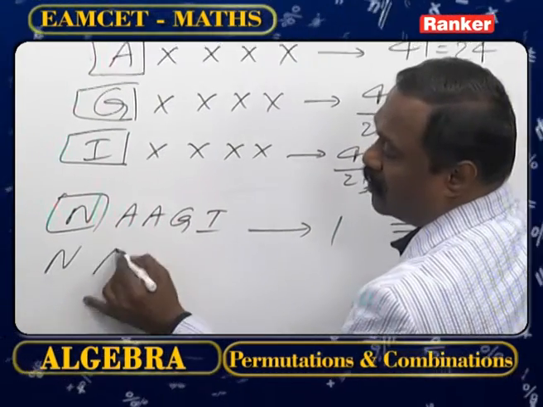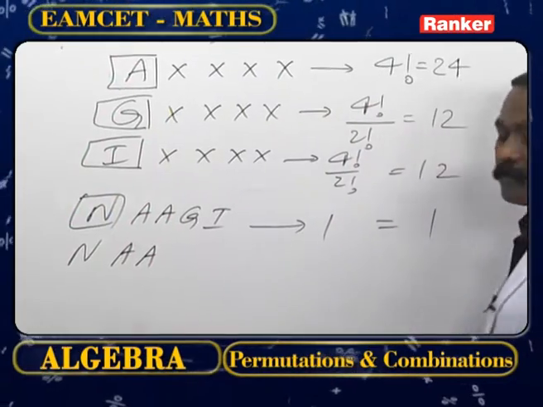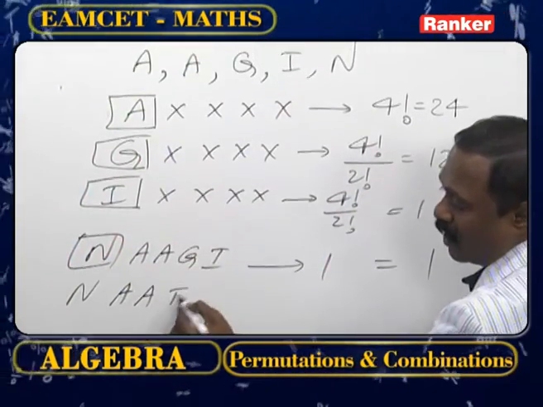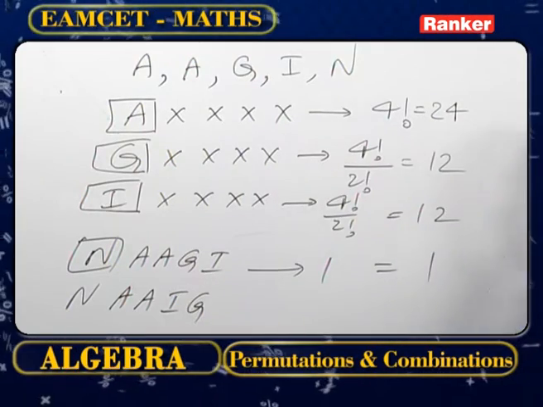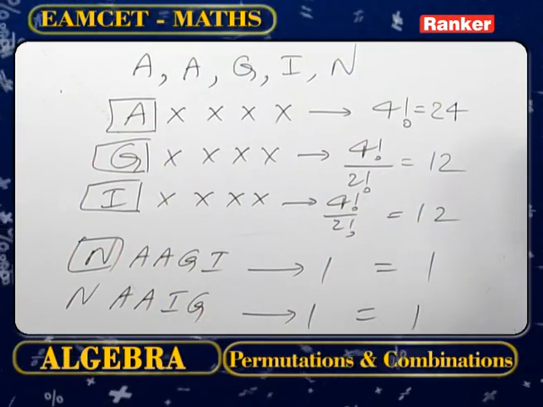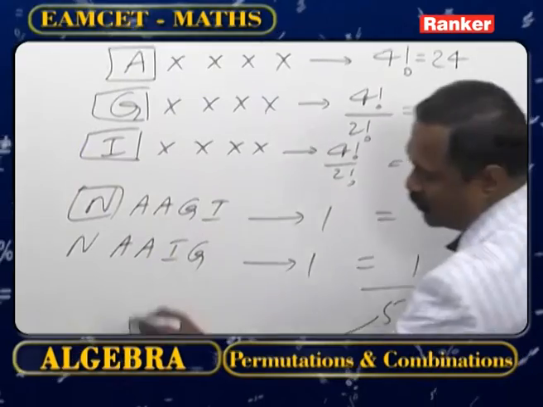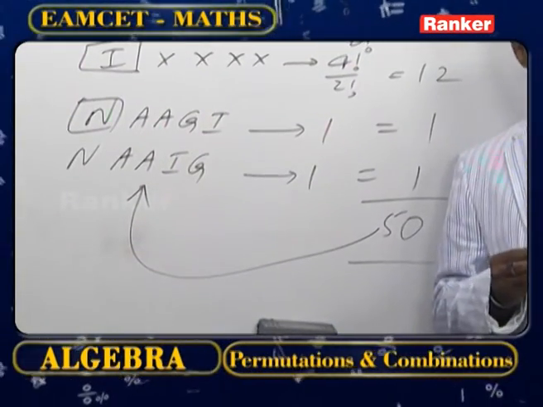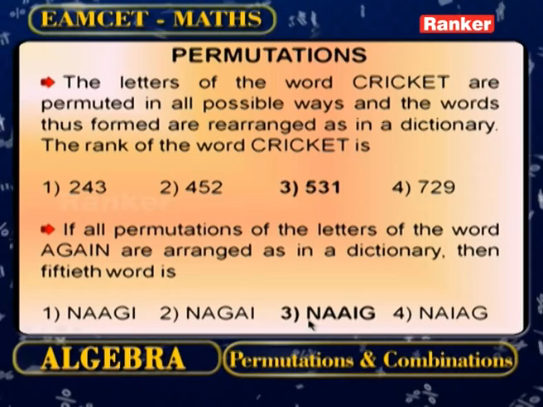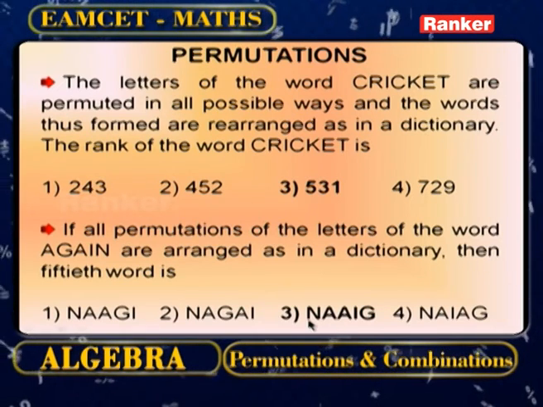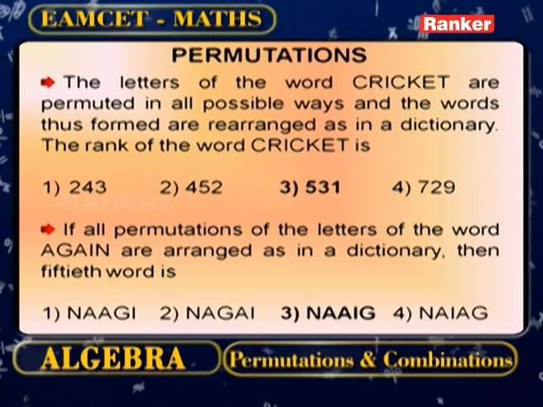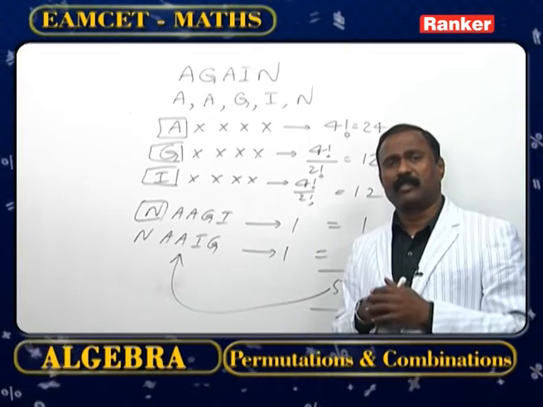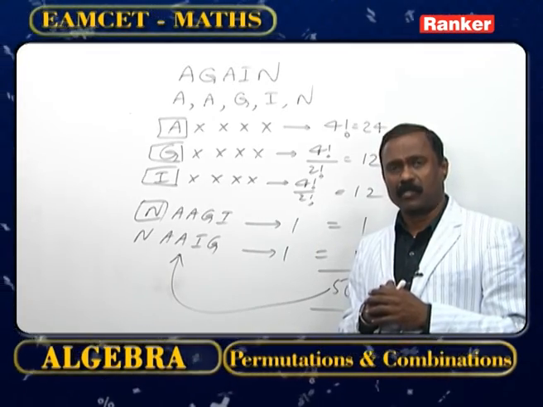Now, N-A-A. After G, I comes because N is already there. I, then G comes. This is 1. This is the 50th. So the 50th word is N-A-A-I-G. So in this way, it is a direct method. Even if you practice it properly, you can do it like this also very easily. But if you practice that shortcut, you can write even the bigger words also very easily.